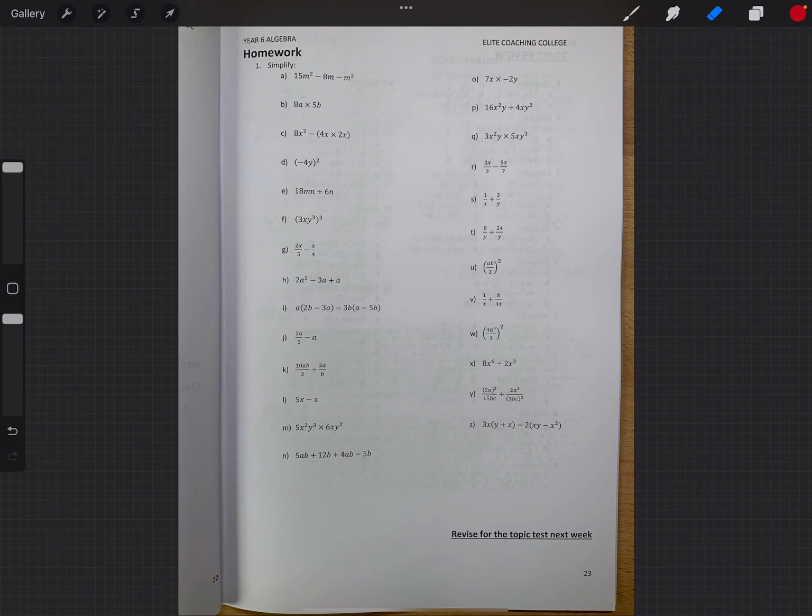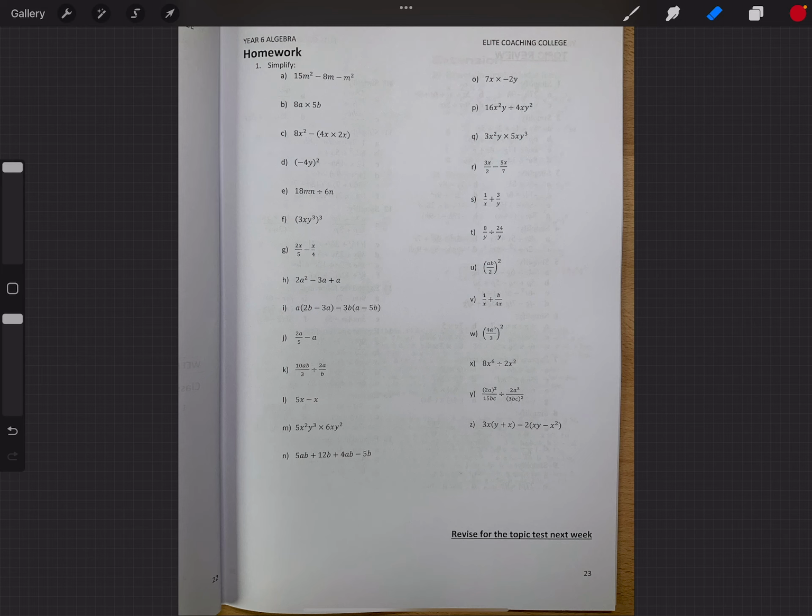Alright, next one. Bottom math says we have to do the brackets first. So let's work on this bracket here. 4x times 2x: 4 times 2 is 8, so 8x squared. So you have 8x squared, take away 8x squared will be 0. A number subtract itself is going to be 0. Now next one. You can think of this as minus 4y times minus 4y. Minus 4 times minus 4 is positive 16. And y times y is just y squared.